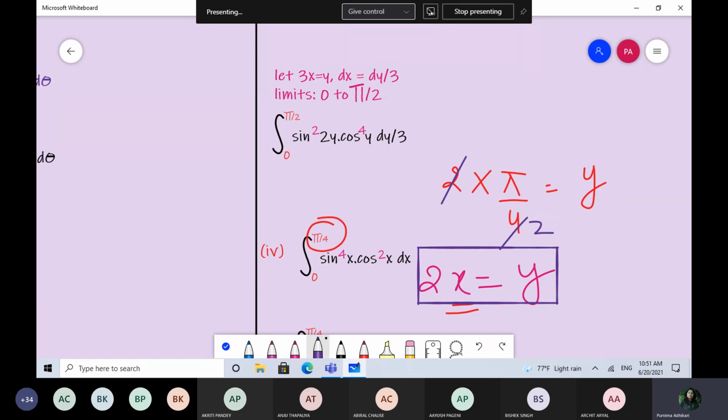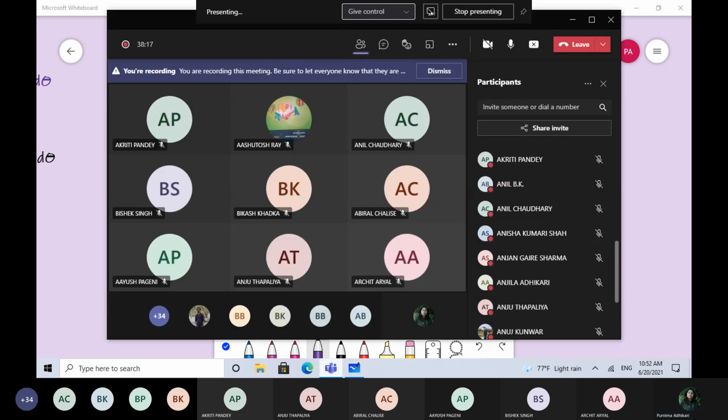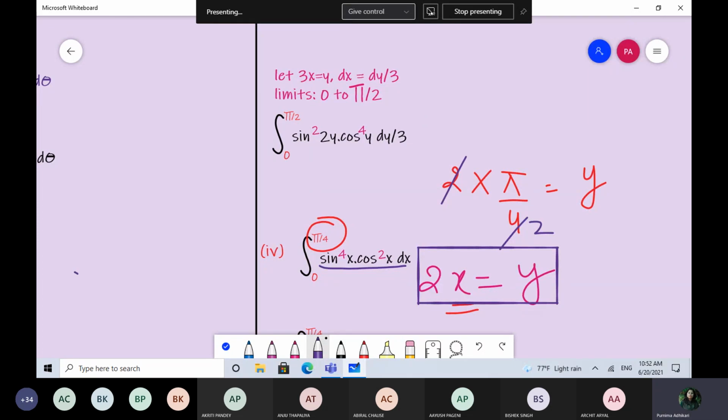But for that your function needs to have 2x in it. So how are you going to introduce 2x in your function? Who will tell me? Yes.